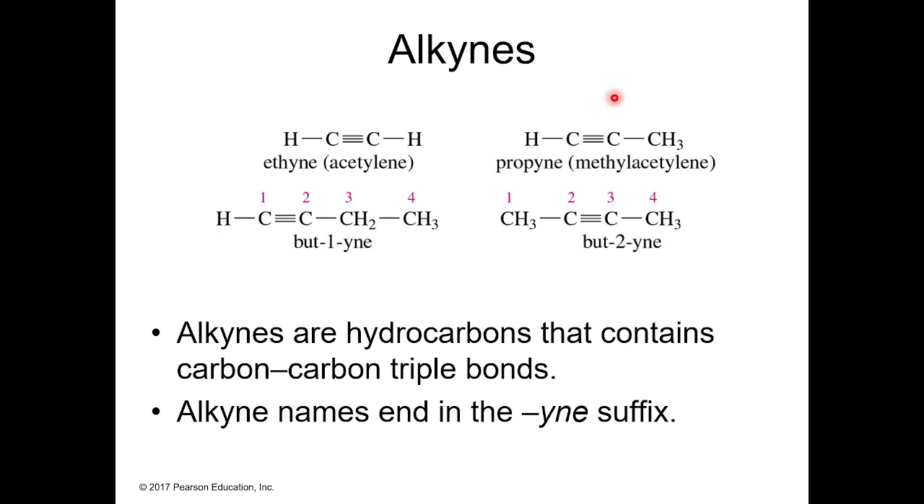Okay, so alkynes again. 2 carbons would be ethyne, right? Everybody with me? Ethyne. 3 carbons would be? Yeah, propyne. You got it. When we get to 4 carbons, we have to specify where that triple bond is, don't we? And so, but-1-yne. That's only when you get to 4.